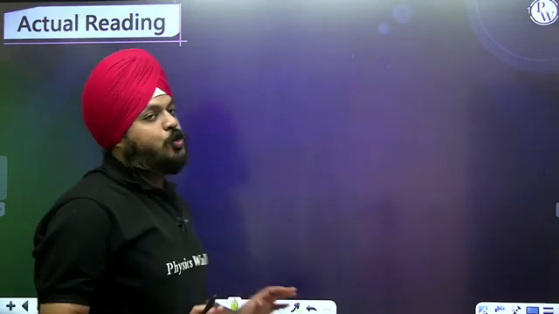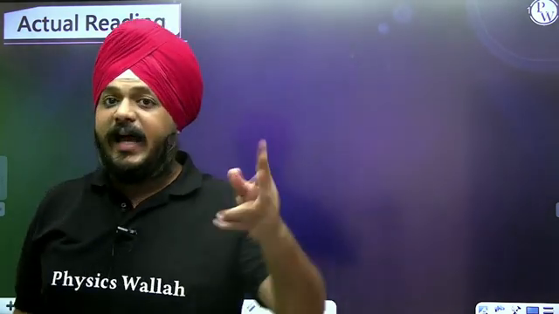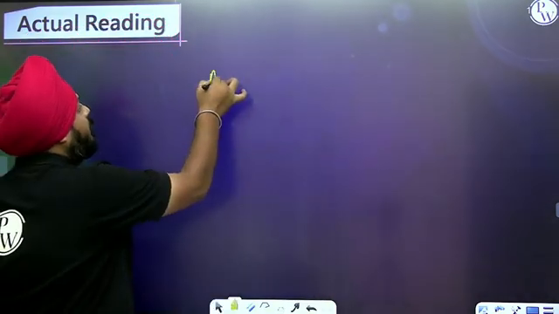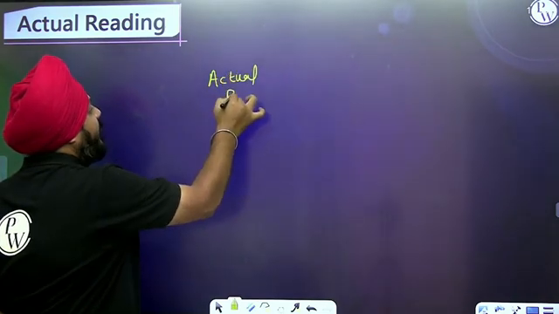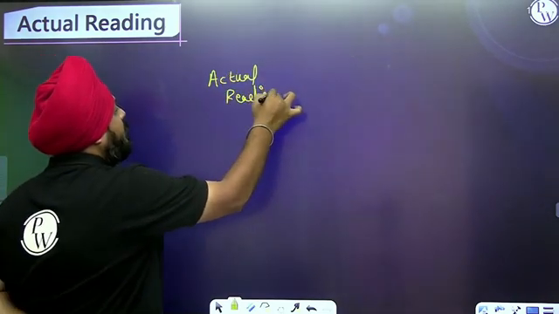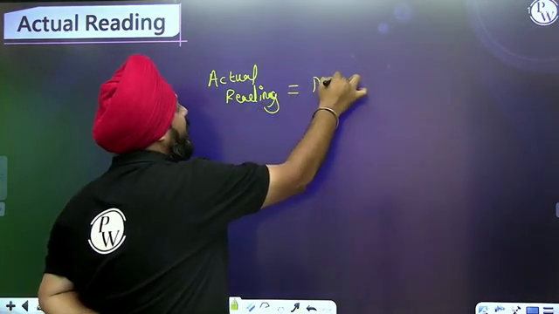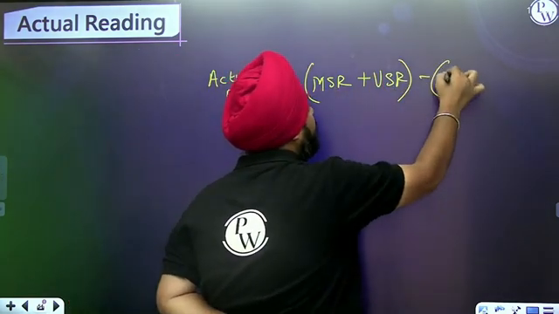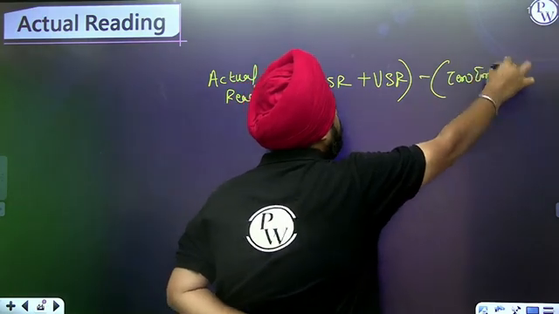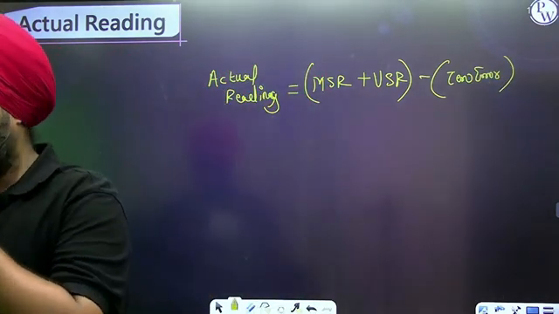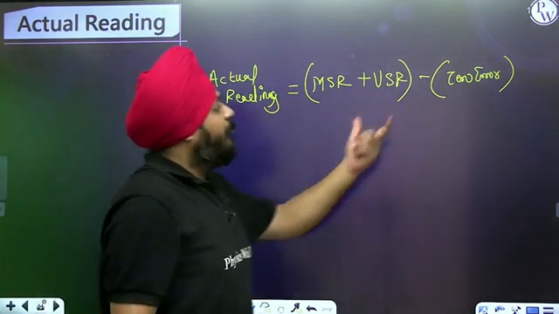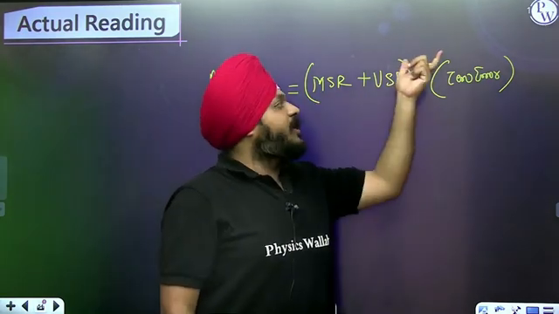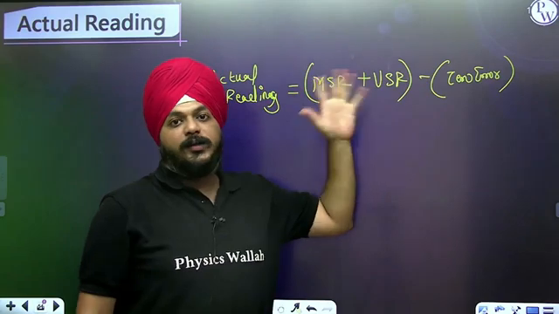What is the formula of the actual reading? How many scales are there? 2 scales. It means we are having 2 readings. So, the actual reading is main scale reading plus Vernier scale reading minus zero error. If zero error is positive, then it is going to subtract from this value. If zero error is negative, then it is going to add up into this value.